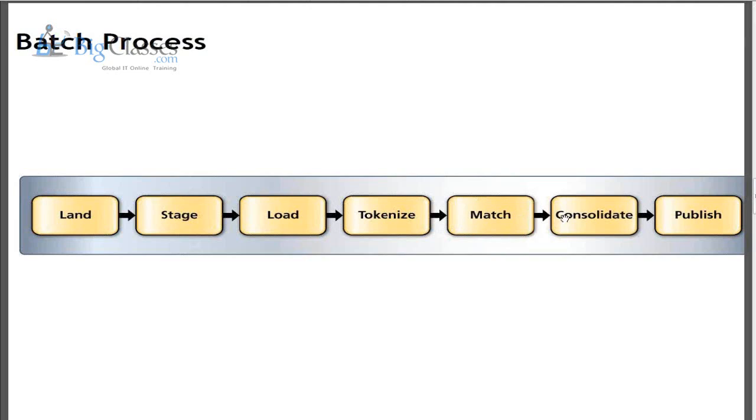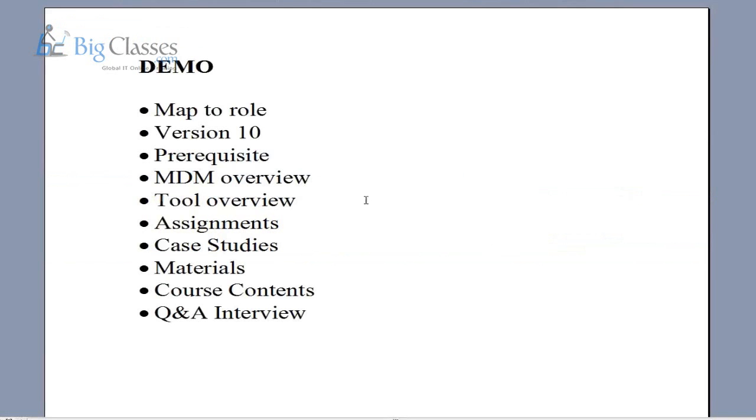Then in the next process, consolidation is nothing but merging. So all the records will be merged to create a unique version of the truth, and then finally the records will be published to the downstream application. So that constitutes the whole process from the beginning to the end. Okay. Basically that was the overview and a glance at the architecture, and I'll just quickly provide you an overview of the tool.